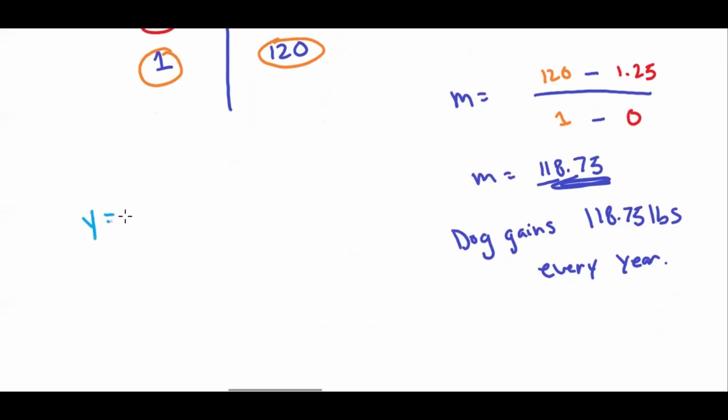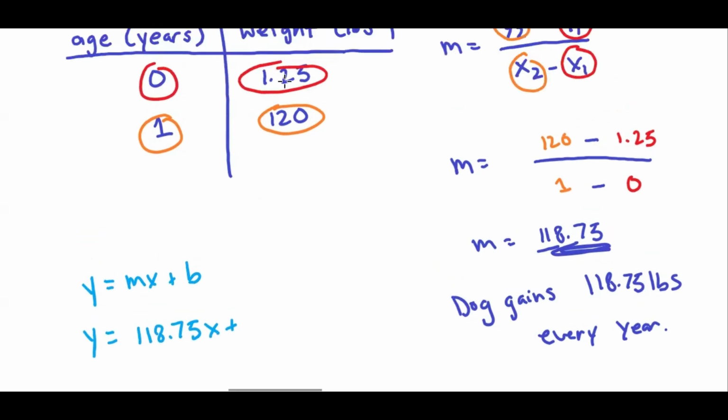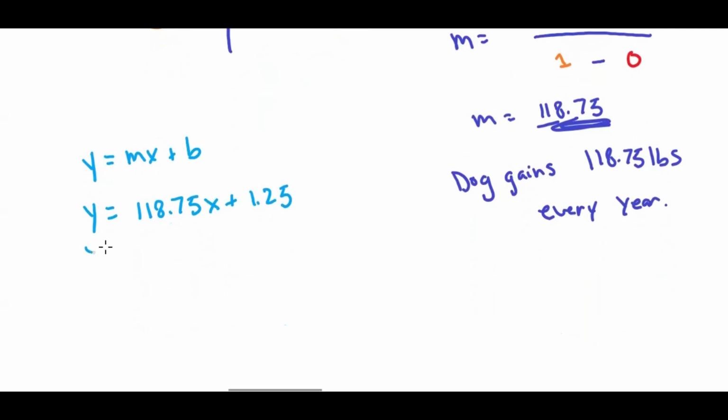So y equals mx plus b, that's the form we're going to follow. Y is always y, x is always x, it's the m and the b that you replace. The m is our slope at 118.75, and b is the starting point, the starting y value, I should say, which for this little pup here was 1.25 pounds. So this is our function. When they ask us for a linear function, there it is. Based on the 2 data points we were given, that would be our linear function.